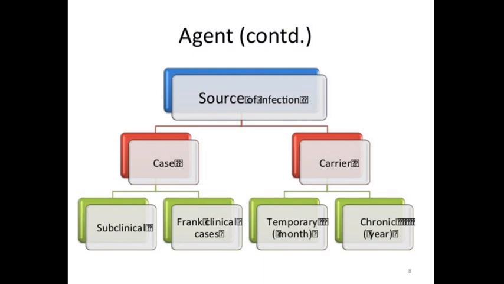Now, this flowchart shows the sources of infection, which is further divided into cases and carriers. Under cases come subclinical and frank clinical cases, and under carriers comes temporary, that is of months, and the second one under carriers is chronic, that is years.